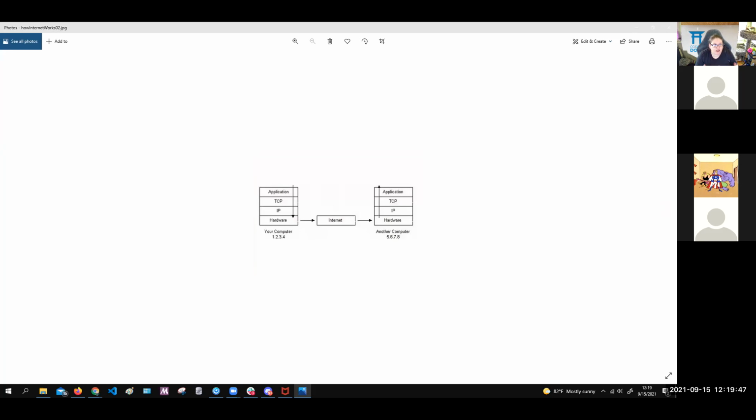But Facebook.com, can your computer actually understand what Facebook.com means? No, it can't. It understands ones and zeros. So that IP address that you see, or that localhost that you see whenever you are running a server, that's what your computer understands.